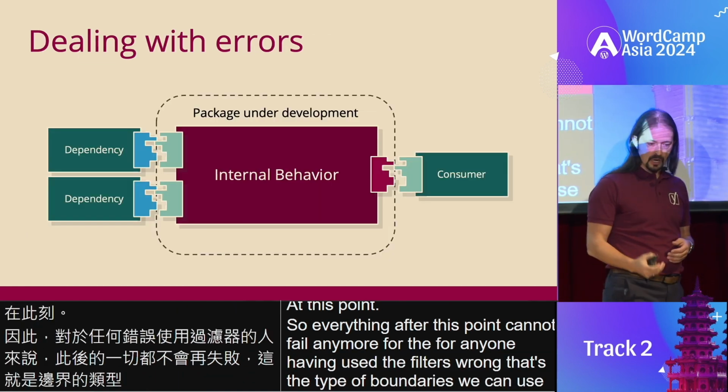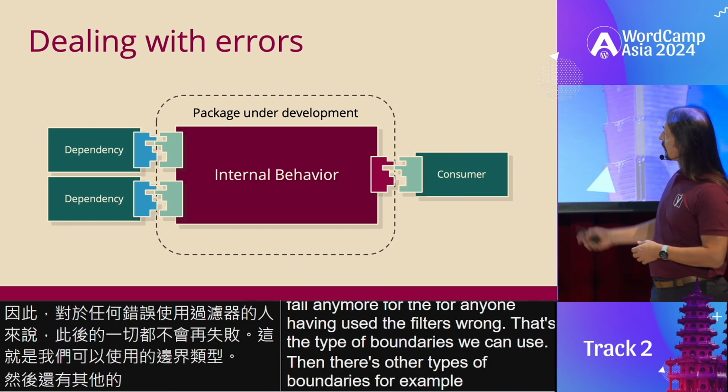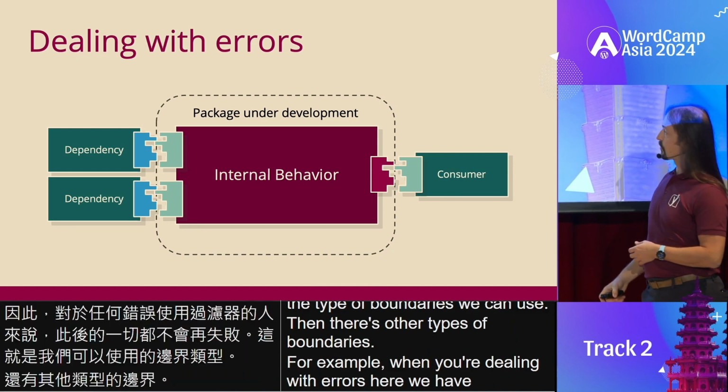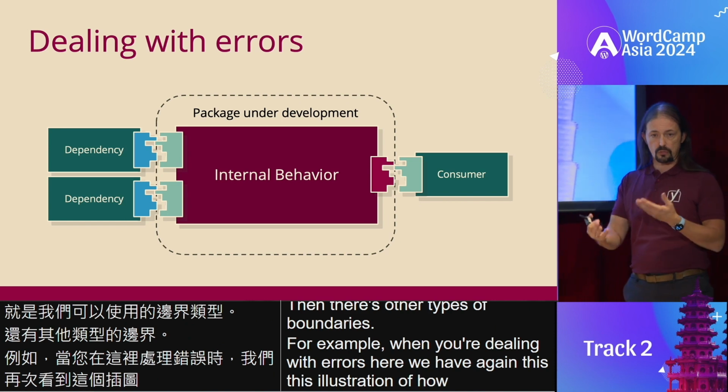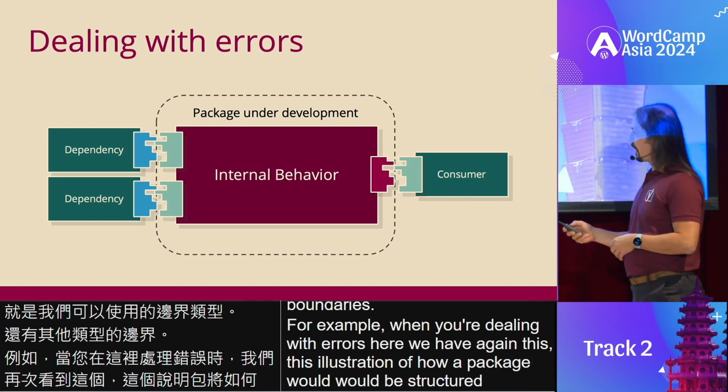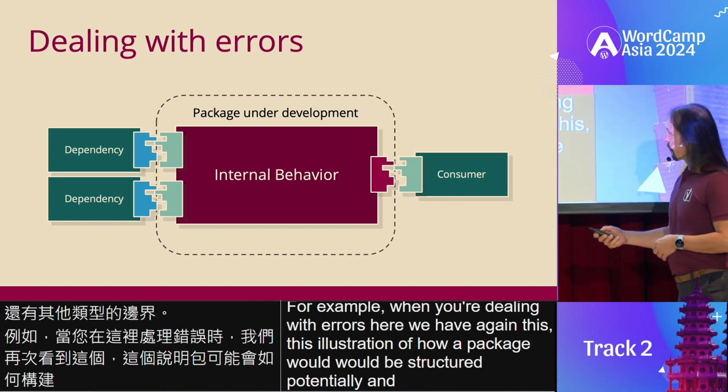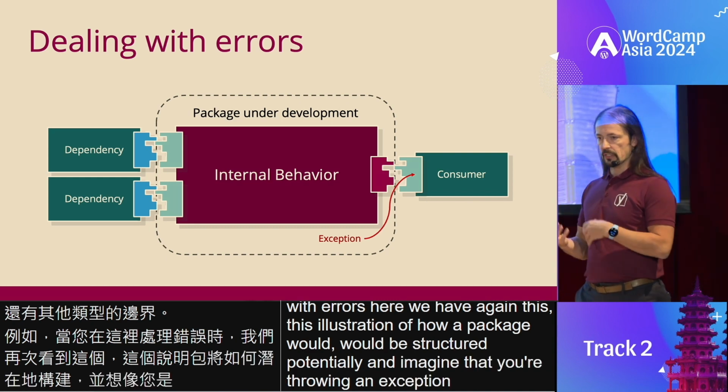Then there are other types of boundaries. For example, when you're dealing with errors, here we have again this illustration of how a package would potentially be structured. And imagine that you're throwing an exception if you're in an unacceptable case.